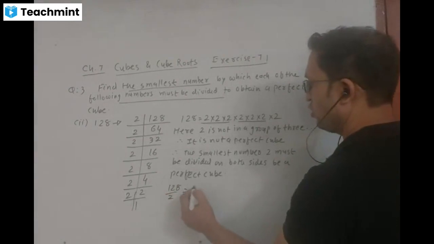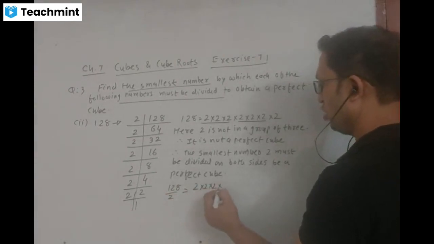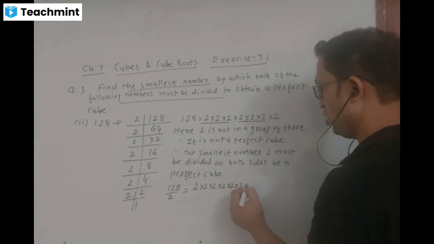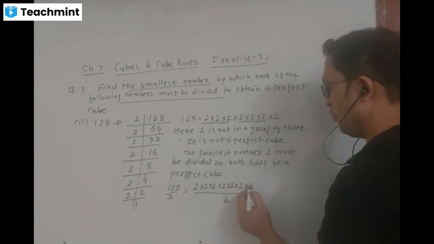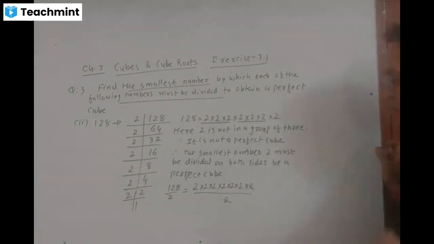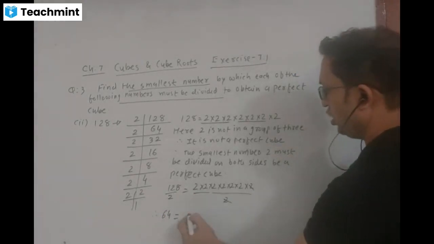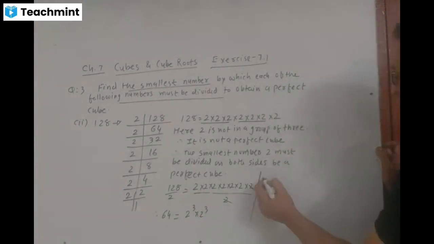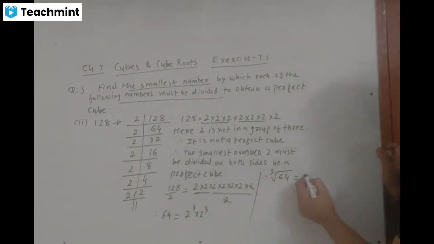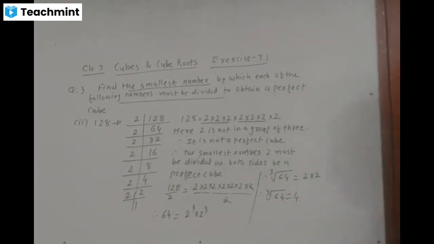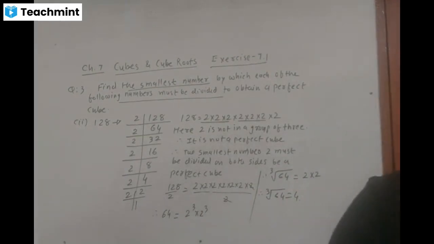128 divided by 2. 2 into 2 into 2 into 2 into 2 into 2 into 2 divided by 2. One 2 cancels. And 128 by 2, that is equal to 64. 2 raised to 3 and 2 raised to 3. Therefore, cube root of 64, that is 2 into 2, equal to 4. And that is the final answer.